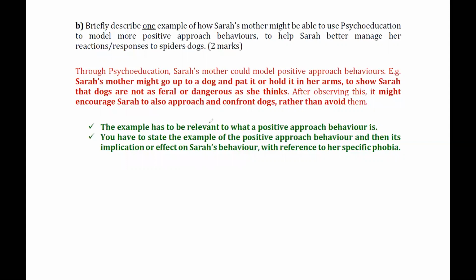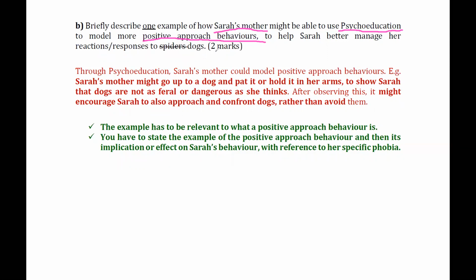So anyway, when we're looking at this answer here, first of all, you have to understand what the question is asking you. So it's asking you about how Sarah's mother, not Sarah herself in this case, might be able to use psychoeducation to model more positive approach behaviors. Now you have to remember the word approach behavior is something we've already looked at. We've looked at this in chapter 3 when we were talking about stress. Remember, when we're talking about things that stress us out, a phobia being an example of that, or phobic stimulus being an example of something that stresses someone out, we can either approach that, so we can confront our phobic stimulus, or we can show avoidance, which is essentially running away from it.